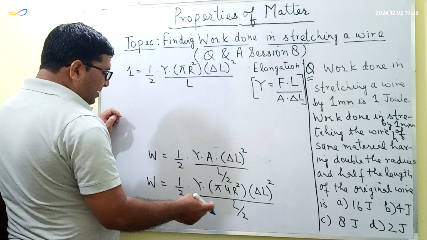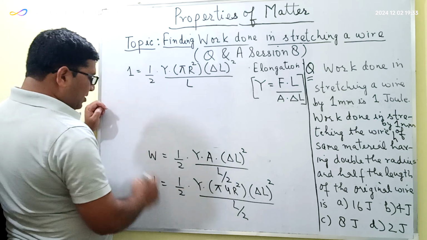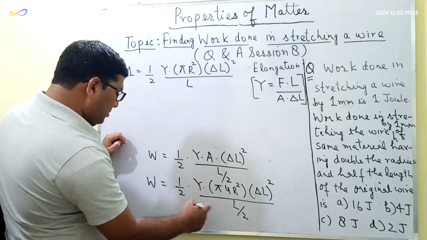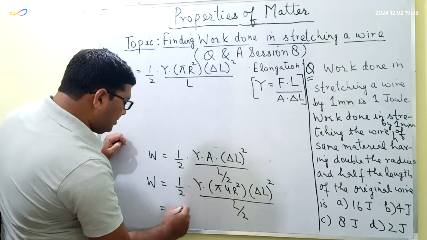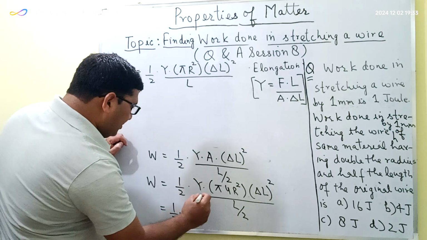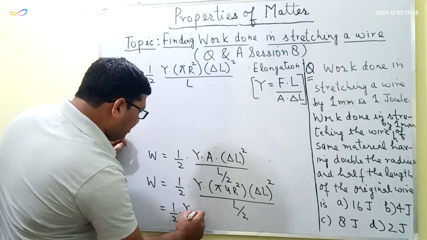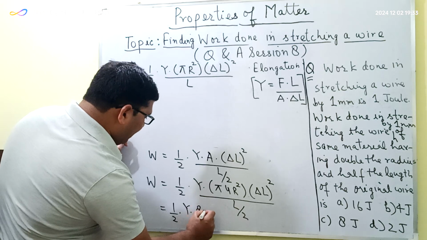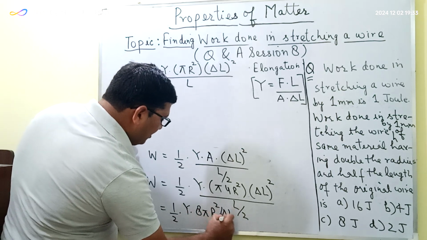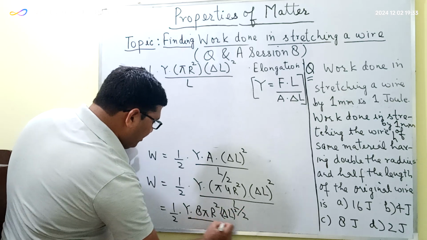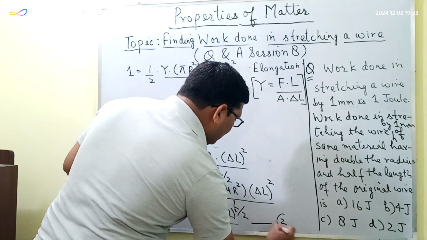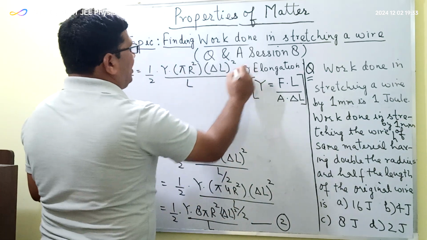If I divide both these two equations, first of all this equation can be written as, this 2 will go in the numerator, so this will be equal to 1 by 2 into Y into 8 pi r square into delta L whole square divided by L. So this is the equation number 2, and this is the equation number 1.